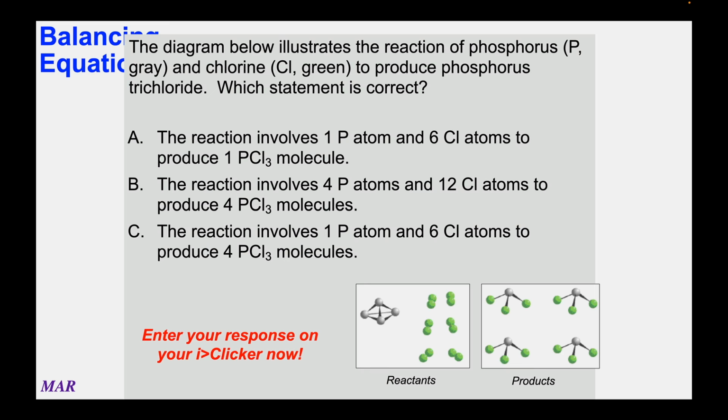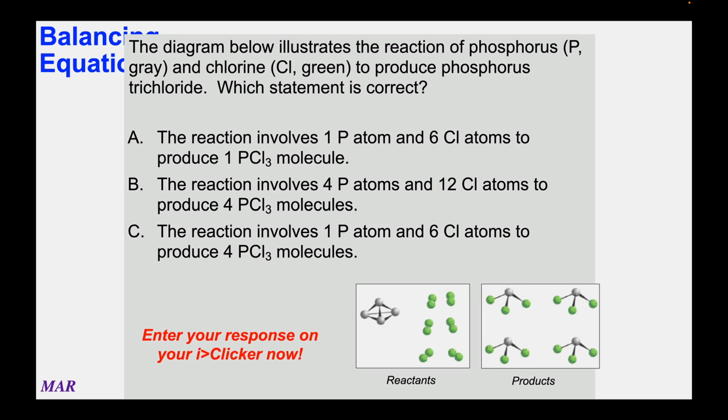So if you look at all of these then, you want to know which one of these is correct. And the first one says it takes 1 phosphorus atom and 6 chlorine atoms to make 1 PCl3. Well, that's not right because 1 PCl3 would have 3 chlorines. You don't want to have 6 chlorines. Likewise, if you look at the bottom one, 1 phosphorus and 6 chlorine atoms to make 4 PCl3s, that doesn't make any sense either. If you had 4 PCl3s, you'd need 4 phosphorus and you'd need 12 chlorines for that matter, so that's not right.